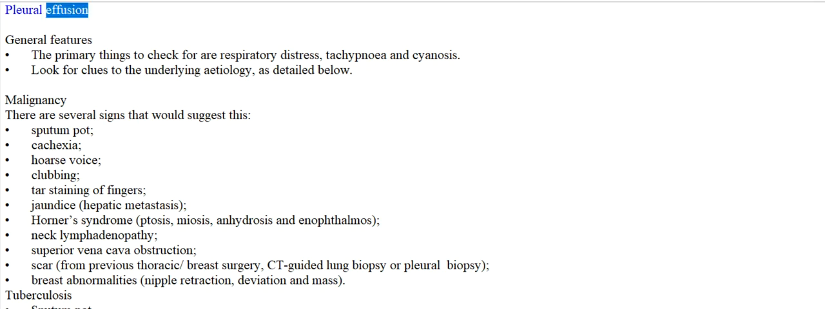Pleural effusion. General features. The primary things to check for are respiratory distress, tachypnoea, and cyanosis. Look for clues to the underlying etiology, as detailed below.